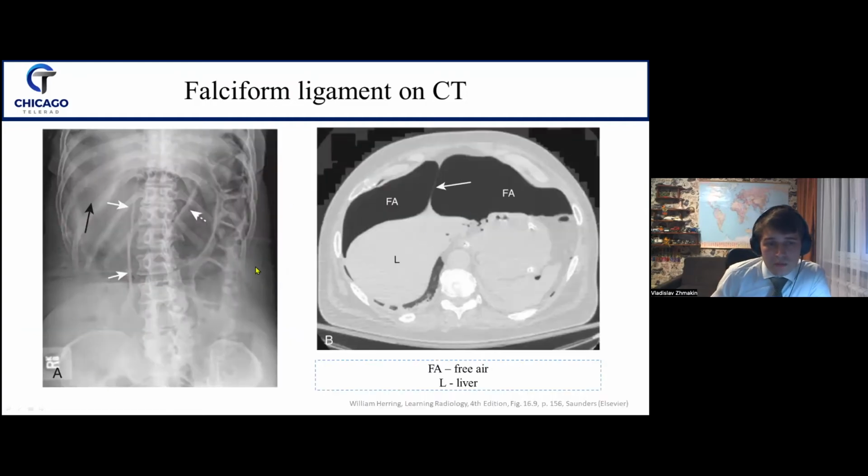You may remember that image. So this is an axial CT of the same patient. Here you can see also the falciform ligament going from the anterior abdominal wall to the anterior surface of the liver.